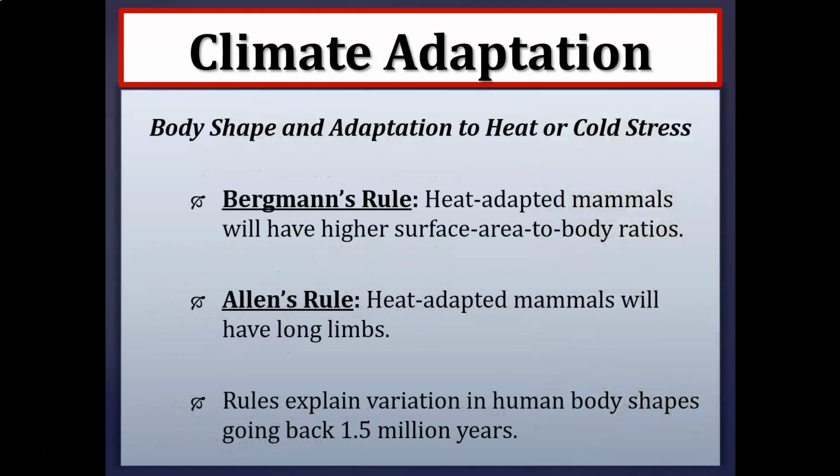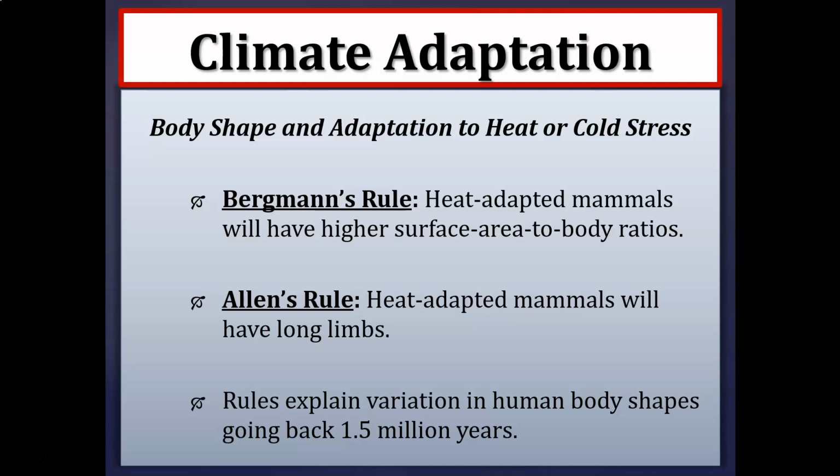All right, so also your body shape. There's Bergmann's rule and Allen's rule. In general, human beings that have ancestors in colder regions are going to be shorter and stouter, and humans that have ancestors in hotter regions are going to be taller and lankier. Bergmann's rule states that heat-adapted mammals will have a higher surface area to body ratio, and Allen's rule states that heat-adapted mammals will have longer limbs.